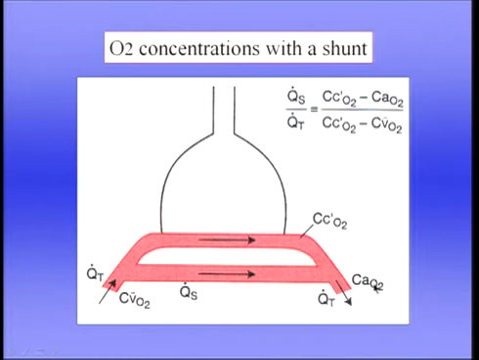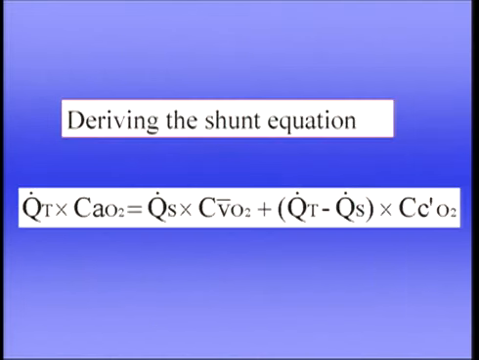And therefore you've got the mixed blood, the QT here, the total blood flow coming out, and you've got the oxygen concentration. Now we can write an equation, and we've got the end result up here, but I'm going to show you on the next slide. We can write an equation for the addition of the shunted blood to the non-shunted blood. This looks formidable at first, but it's not really. It's just the addition of the two circulations.